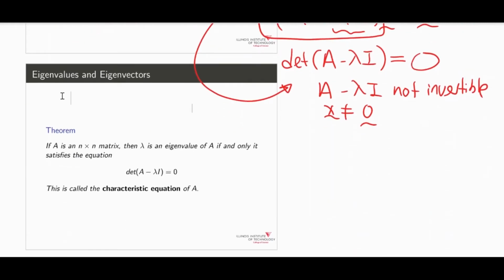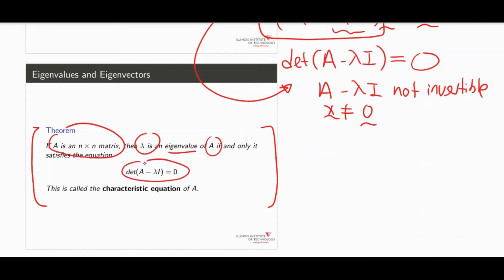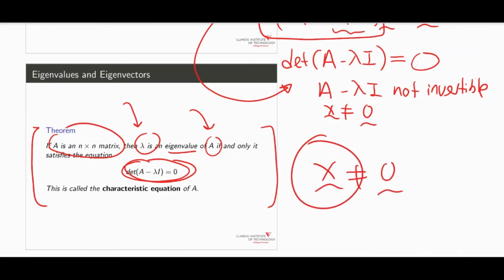So there's a theorem right here which basically summarizes what we just discussed. A is an n by n square matrix, and lambda is an eigenvalue of this matrix A if and only if this determinant here is equal to 0. So that the matrix is not invertible, and you will have a solution that is not equal to 0, and that solution is going to be our eigenvector.